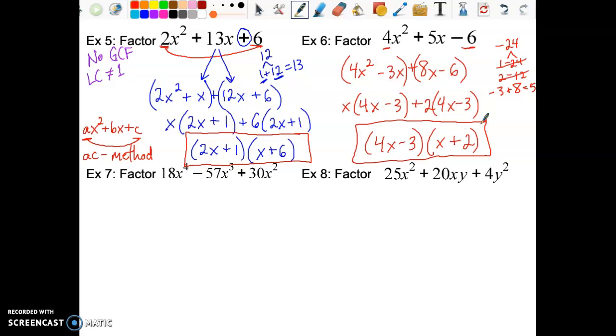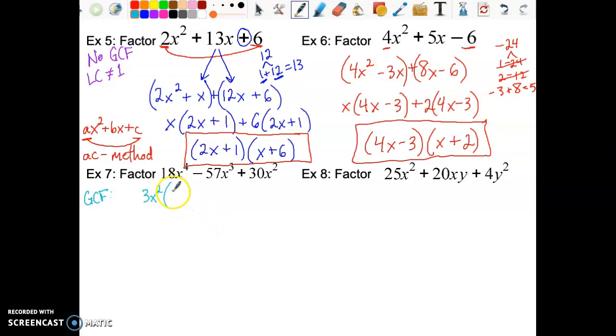So it's only going to get more difficult. If it's making perfect sense, then that's a good thing. Because if you look at exercise 7, we still have these rules, except now we also have a greatest common factor. I believe all of these numbers are divisible by 3, and we can factor out an x squared.